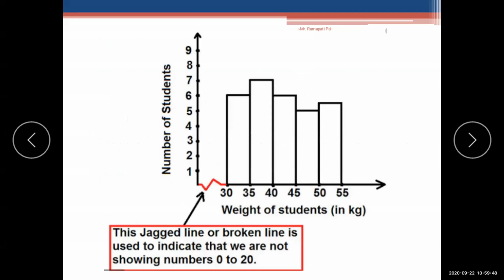Okay. Now you can see the crink mark. This crink mark is also called a jag line. When we draw it, it is a broken line, used to indicate that we are not showing the numbers 0 to 20.